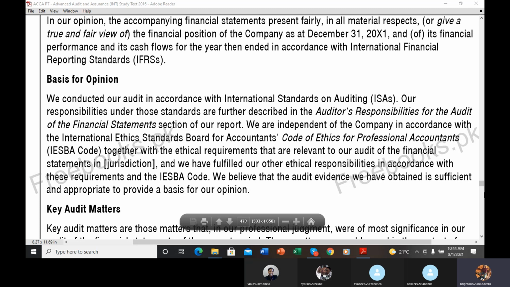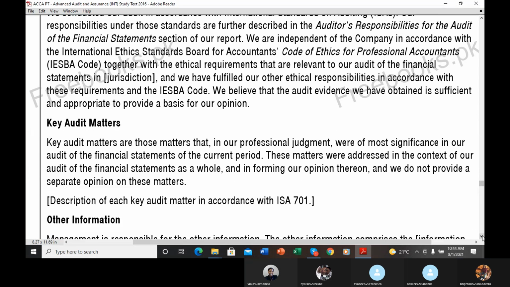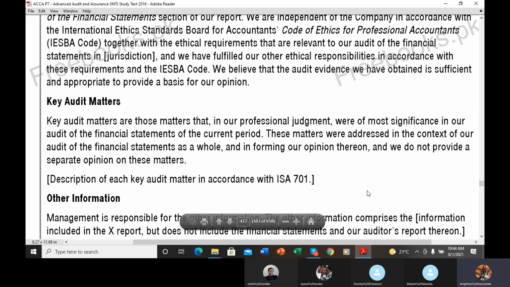Now, after basis for opinion paragraph, there's key audit matters. This heading should be included, especially for public interest entities. They're required for listed entities. All listed companies are required to include it. All together? As auditors, when we're auditing listed companies, we should include this heading, key audit matters. What are the key audit matters? Under key audit matters, you should define what a key audit matter is.